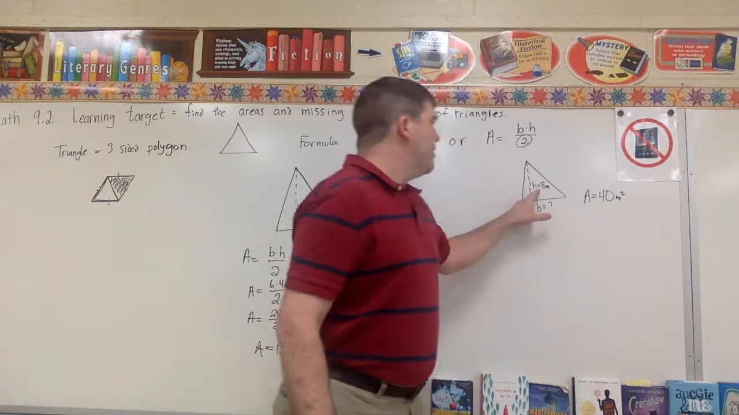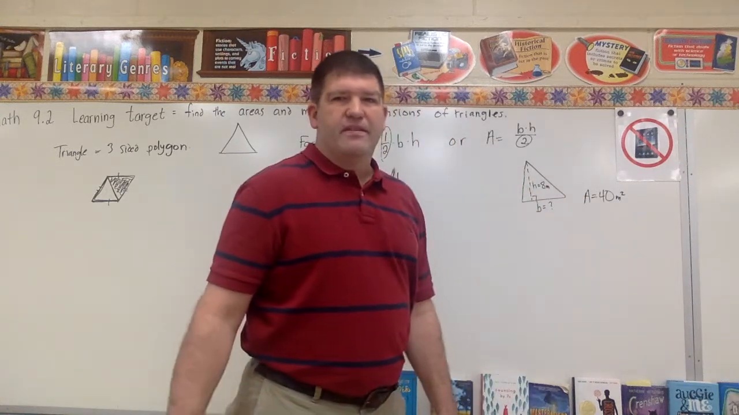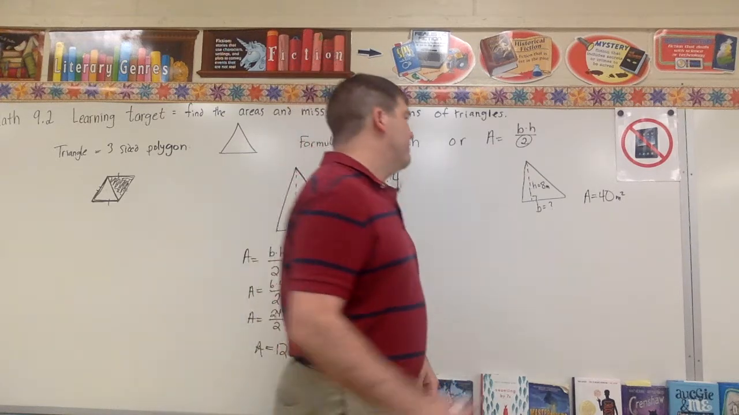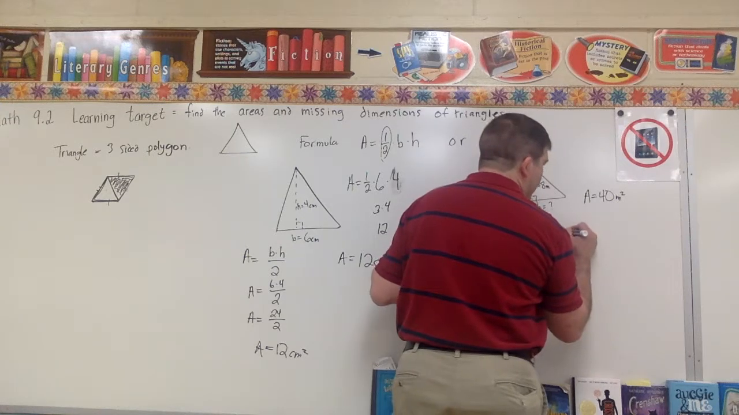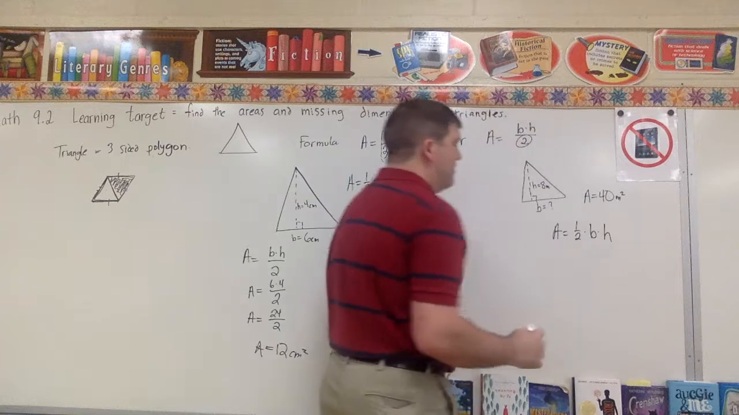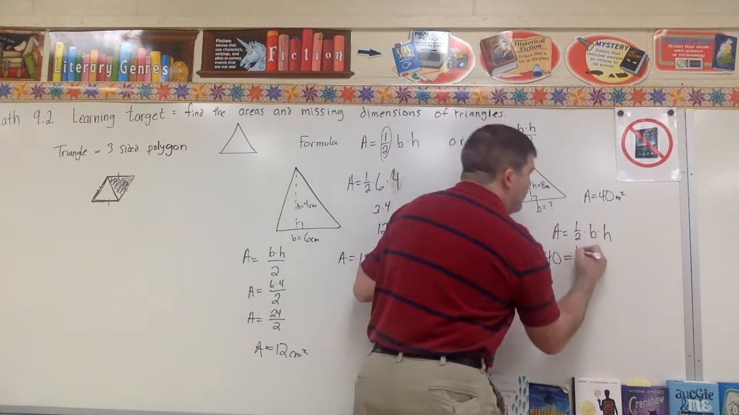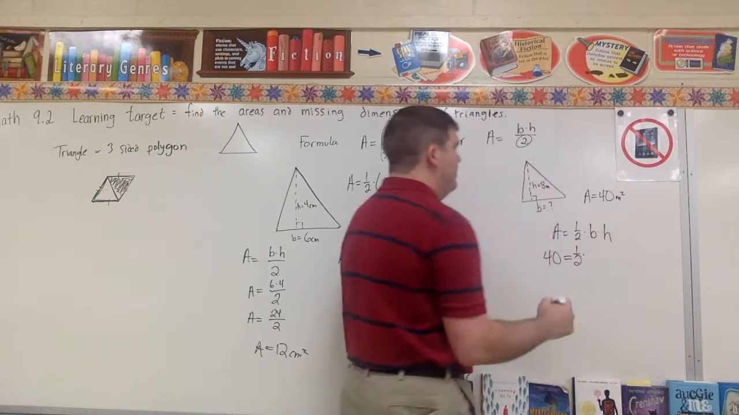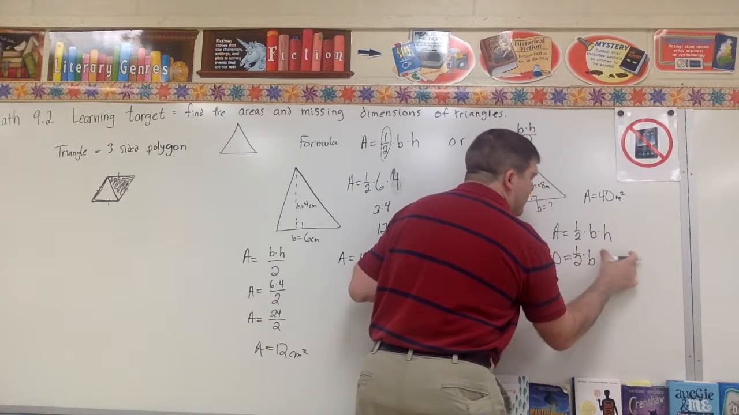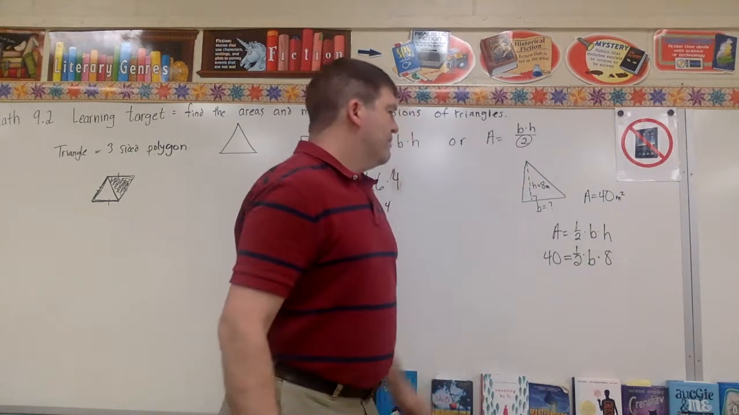Okay. Now, let's go over here. On this one, I know my height. I know my area. I don't know my base. Again, I know 2 of the 3 things. I can figure out that third thing. So my formula is area equals 1/2 times base times height. I know the area, 40, equals 1/2 is already a number. Base, I don't know. And height is 8.